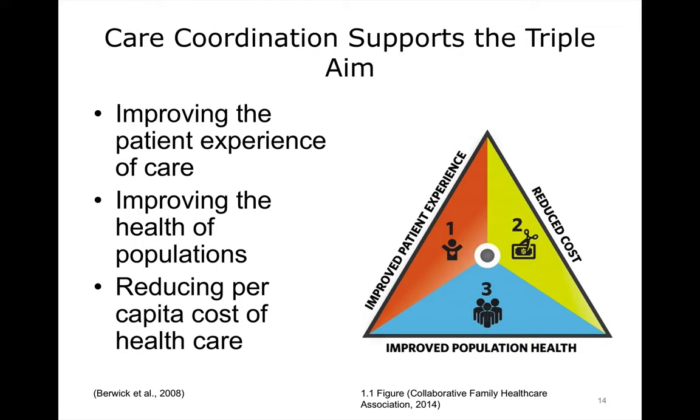The triple aim of care coordination is improving the patient experience of care, improving the health of populations, and reducing per capita costs of healthcare. Care coordination should be a team and family-driven process that improves patient, family, and healthcare practitioner satisfaction, facilitates children and youth access to services, improves healthcare outcomes, and reduces costs associated with healthcare fragmentation, which can lead to under- and overutilization of care.